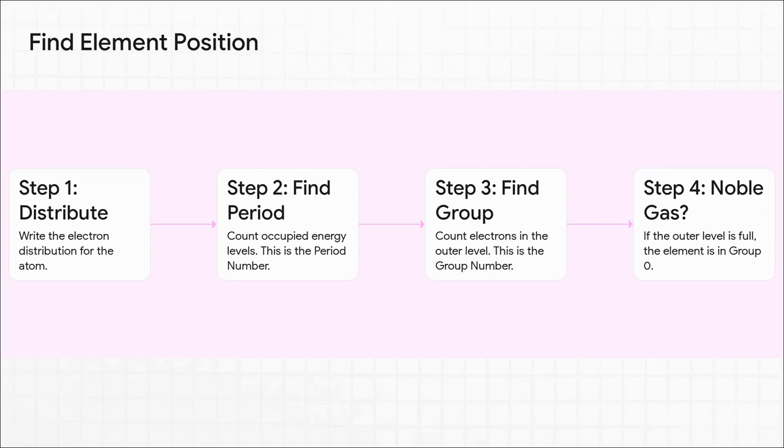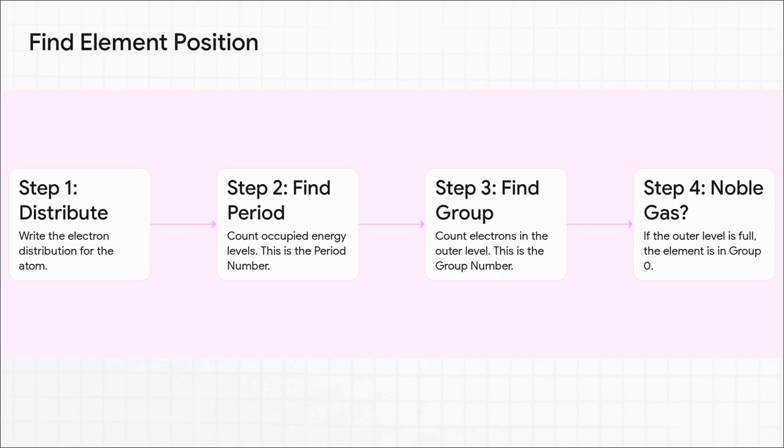So how does this actually work? It's a really simple, logical four-step process. First, you figure out how an atom's electrons are arranged in their shells or energy levels. Once you have that, you just count how many shells are being used. That number? That's your period, your row number. Easy. Then, you just look at the very last outermost shell and count the electrons in it. That number is your group or your column number.